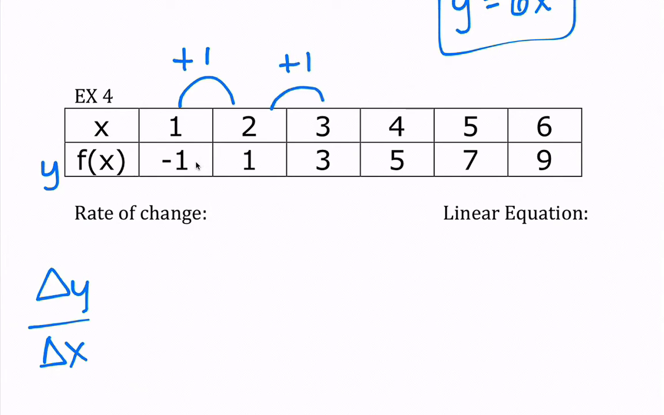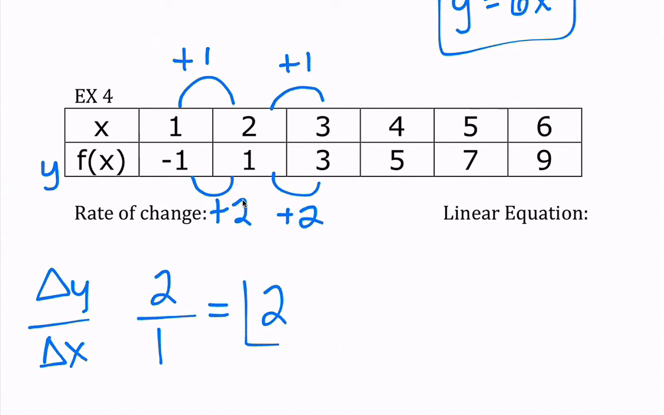Okay, now look at your y's. Notice it's going from negative 1 to 1 to 3 to 5. Those are also getting bigger, so we're adding. To get from -1 to 1, I have to add 2. To get from 1 to 3, I have to add 2. So it's the change of y's, which is positive 2 on top, over the change in x's, which is a positive 1. We simplify. 2 over 1 is 2. This is your m. This is your slope, your rate of change.